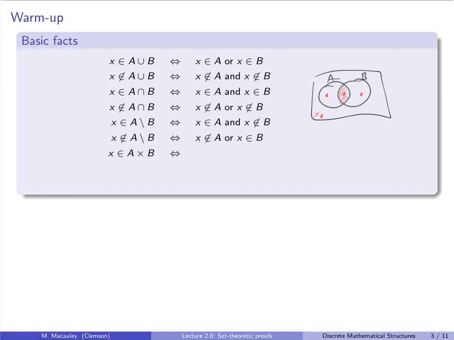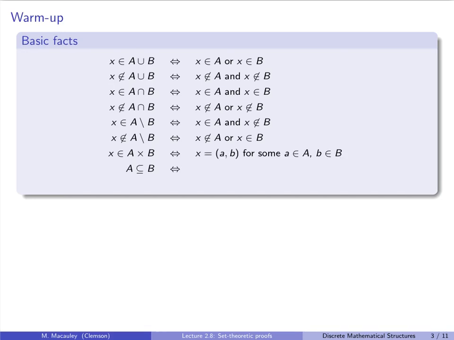Our next one is X is in the Cartesian product A cross B. That is equivalent to X being the ordered pair little a, little b for some little a in big A and some little b in big B. Okay, next, A is contained in B, or A is a subset of B. That is equivalent to if X is in A, then X is in B. Or sometimes we'll write X in A, if this, then that, with that arrow. But I think it's easier just to write if then.